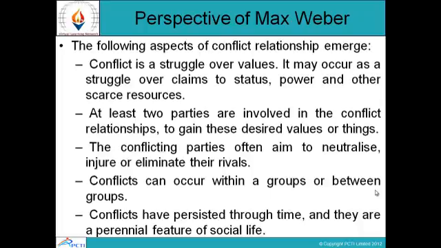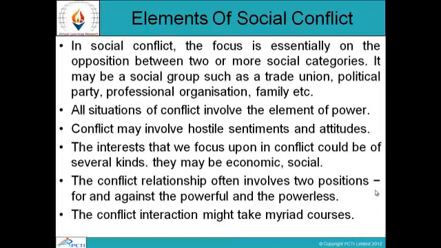Conflicts can occur within groups or between groups. Conflicts have persisted through time and they are a perennial feature of social life. So conflicts are a very important feature of social life, and they occur between two or more than two groups. And conflicting parties aim to eliminate their rivals.